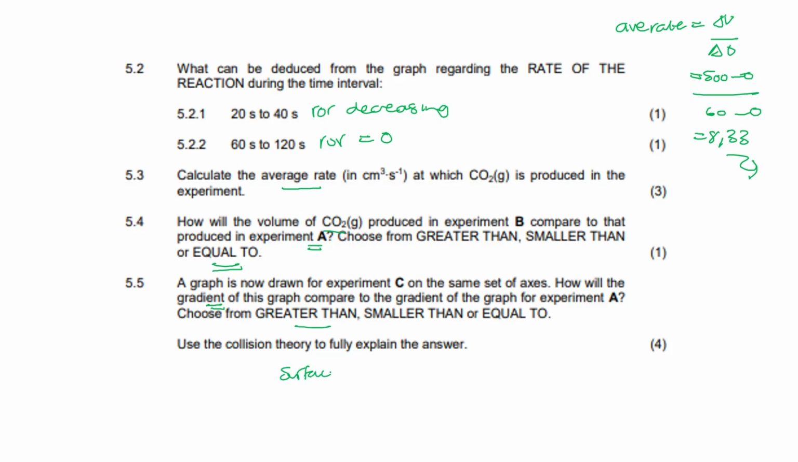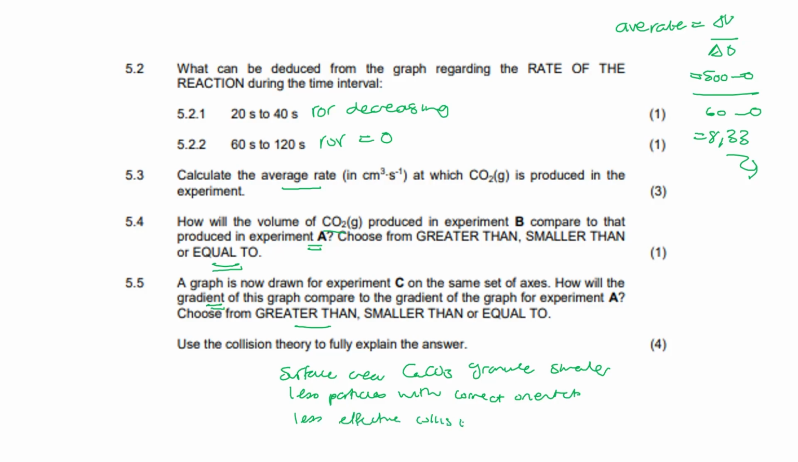So the surface area of calcium carbonate granules is smaller, so therefore we have less particles with correct orientation. So what happens? We have less effective collisions per unit time. And because of that, there's a decrease in the reaction rate. And that is why the gradient will be greater than.